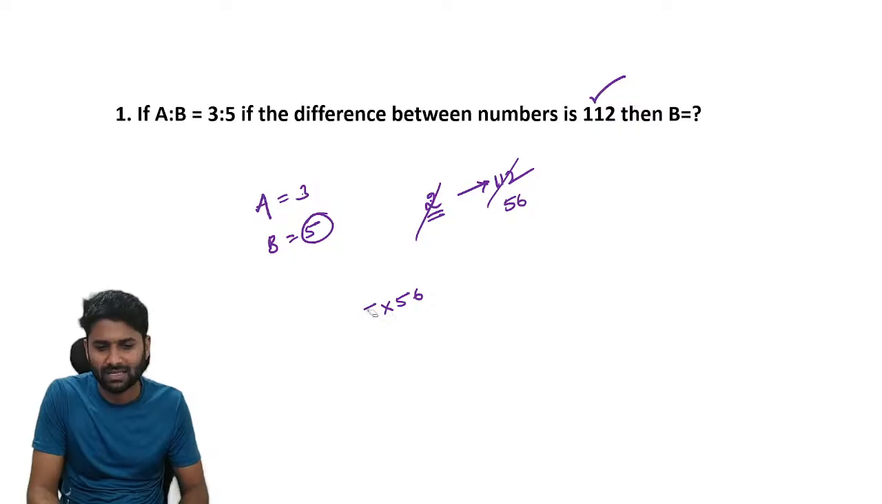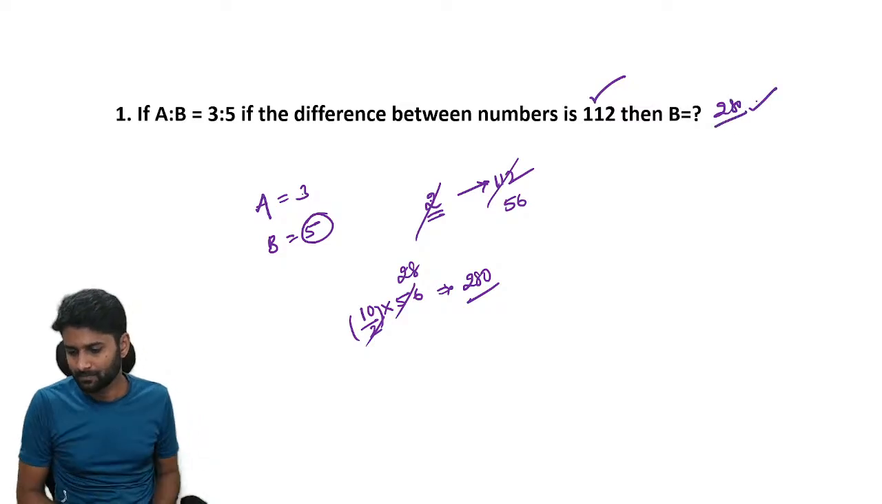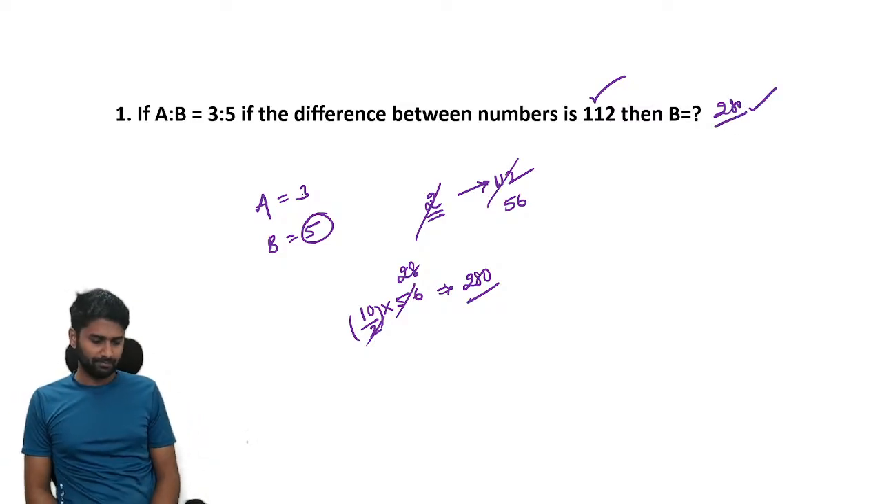I told you in the last class, if anything is multiplied with B, let us take this number as 10 by 2. It means if the value of 56 is 28, then 28 into 10 is 280. So the B value is 280. Clear?